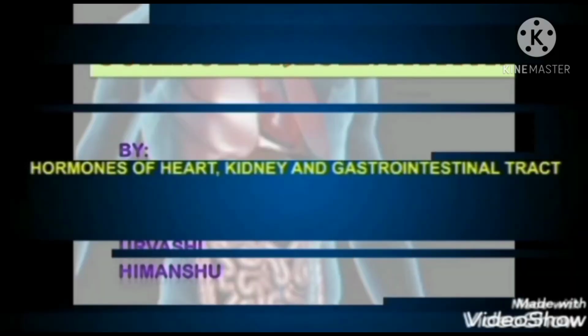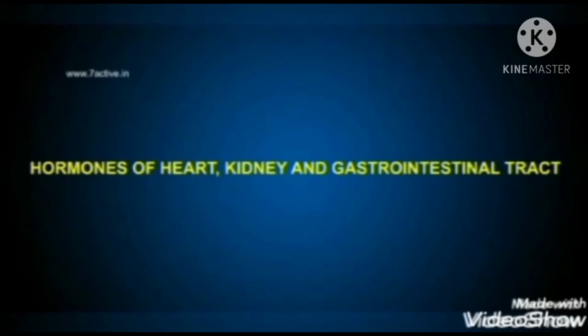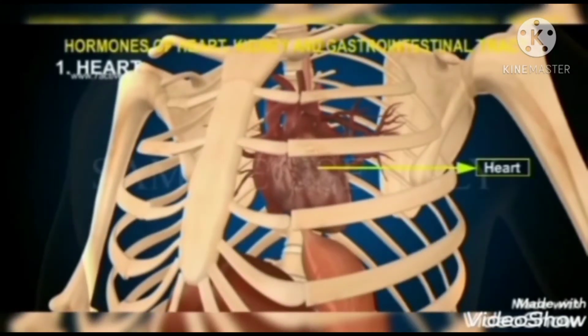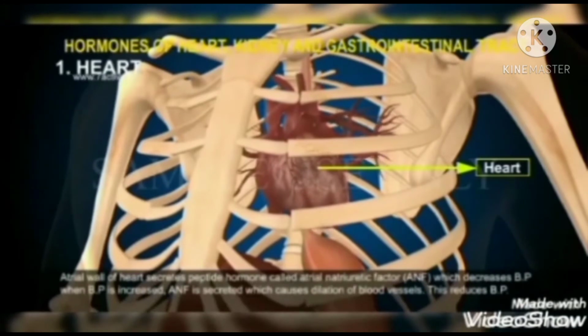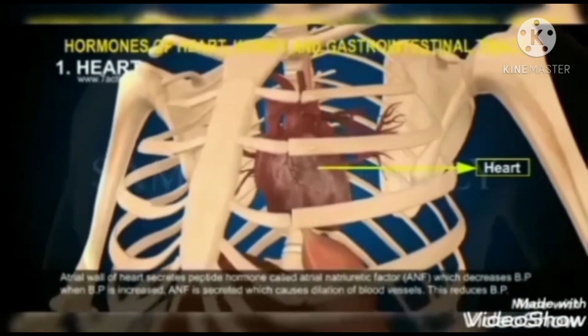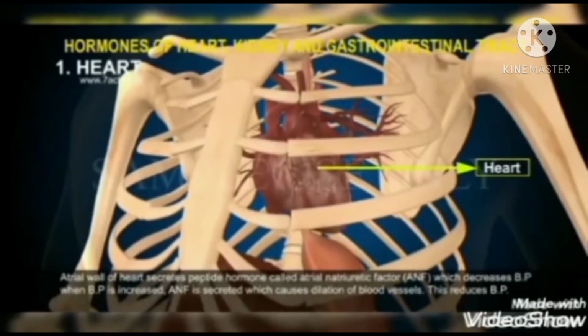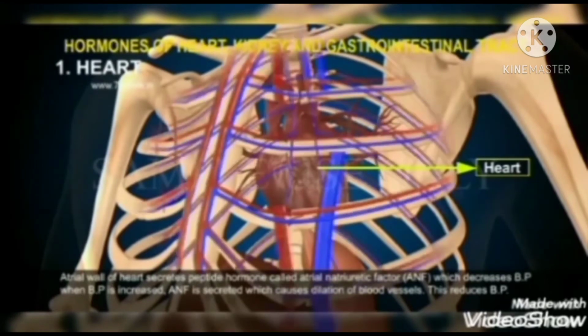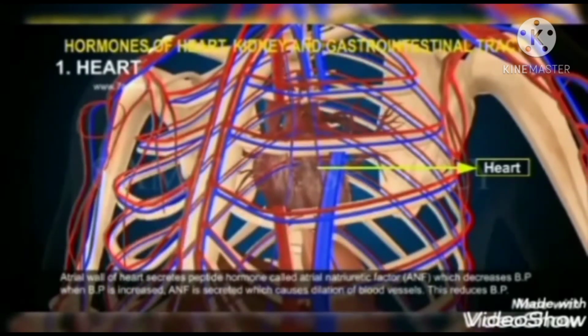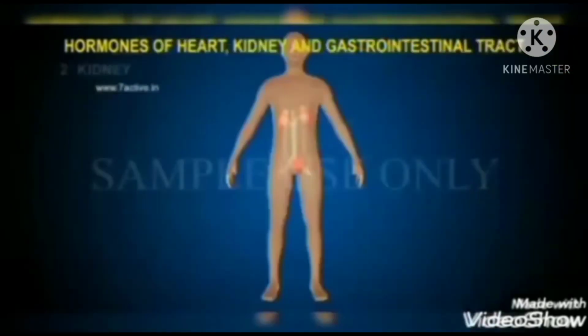Hormones of heart, kidney, and gastrointestinal tract. First, heart. The atrial wall of the heart secretes a peptide hormone called atrial natriuretic factor (ANF), which decreases the blood pressure. When the blood pressure is increased, ANF is secreted, which causes dilation of blood vessels, and this reduces the blood pressure.